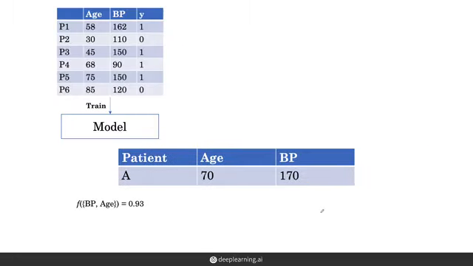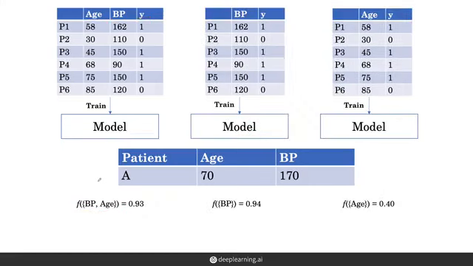So we can train a model to predict the outcome Y using age and blood pressure, and once this model is trained, it comes back with a prediction of risk of 0.93 for an event. And we're going to represent this model with F and BP and age as the inputs. Similarly, we can also train a model to predict the outcome Y using just the blood pressure and using just the age. And these two models can also make predictions of the risk.